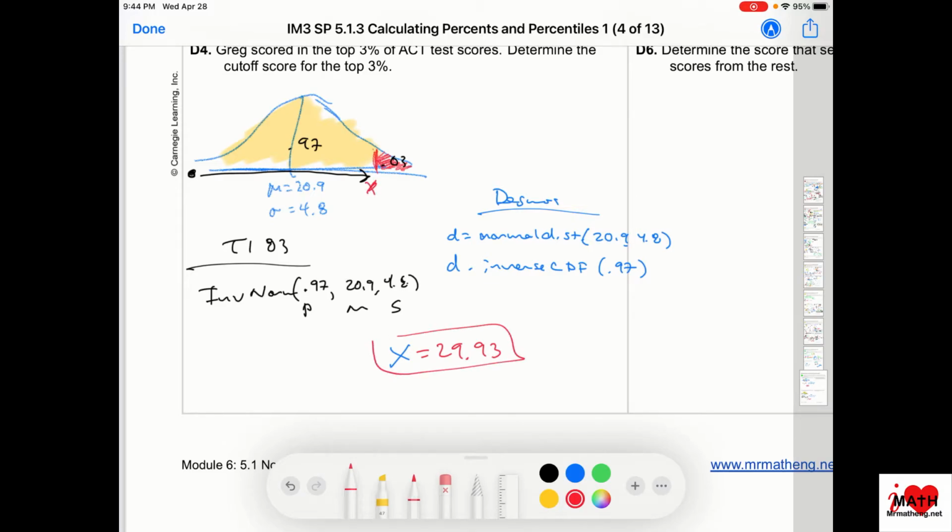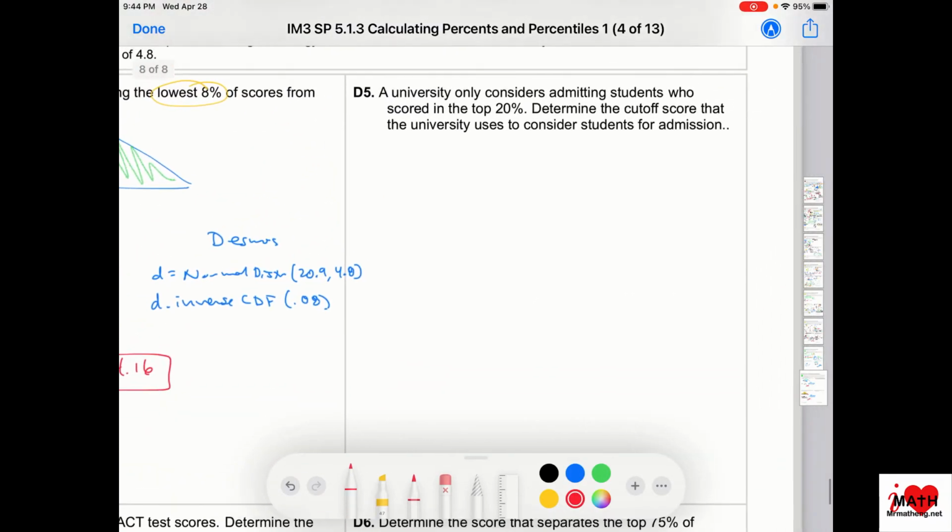If you score 29.93, that means if you score above it, you're in the top 3% of all the people who take it, and Greg is one of those. Let's go ahead and try D5.